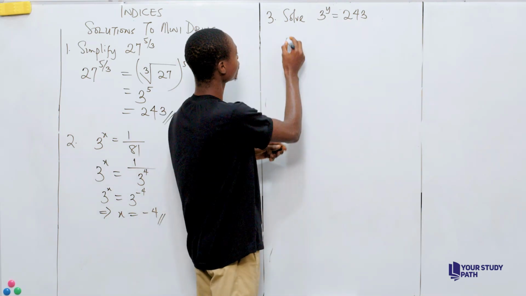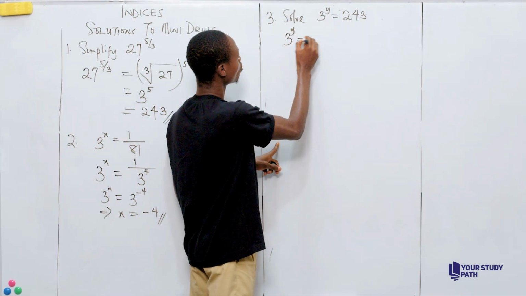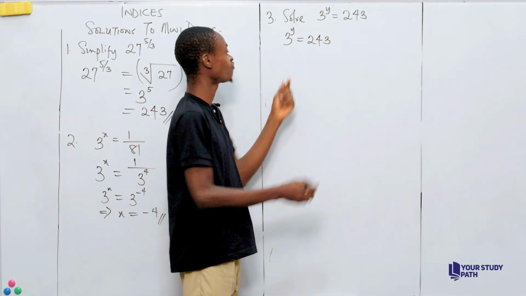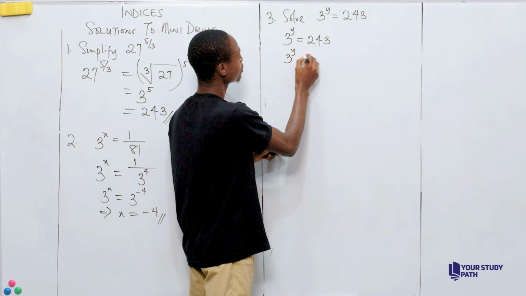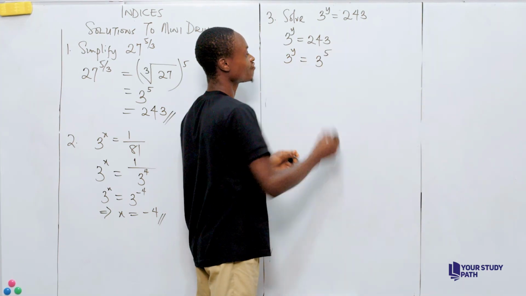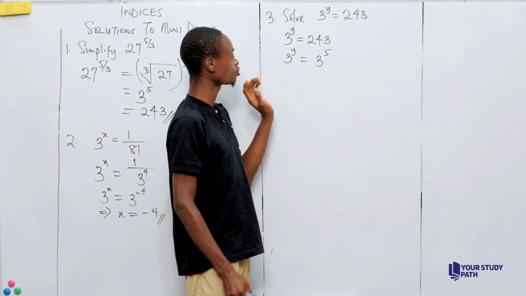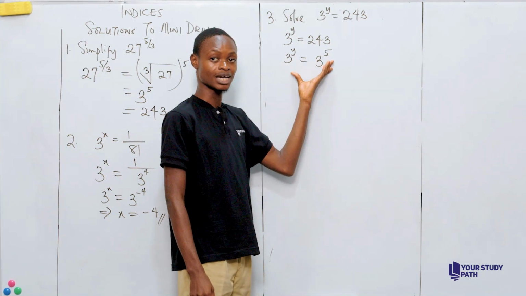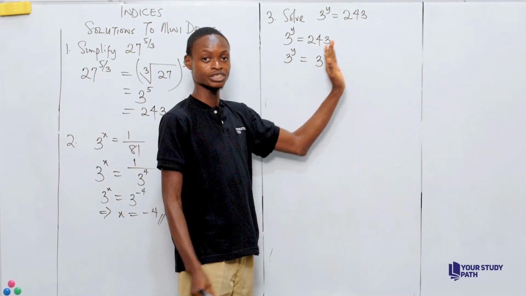Now to do this, we have 3 raised to the power y equals 243. Now you can express 243 as 3 raised to the power of 5, right? If this is true, then since the base of the left hand side is equal to the base of the right hand side, we can go ahead and just equate the power.